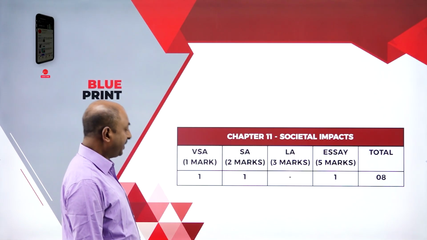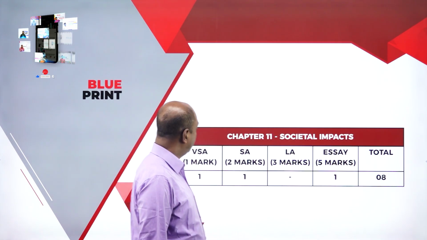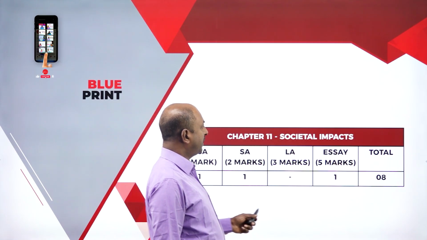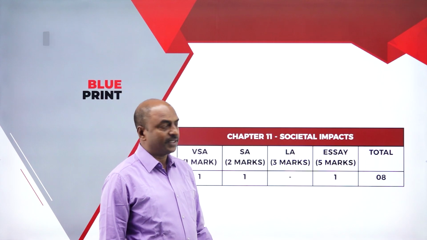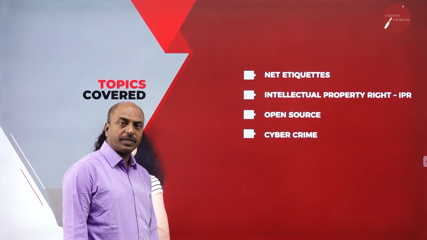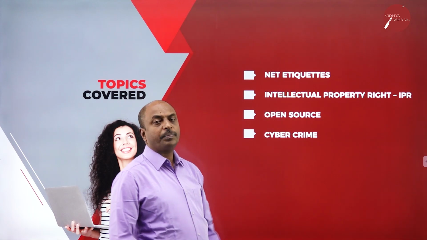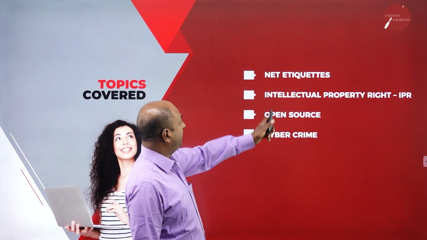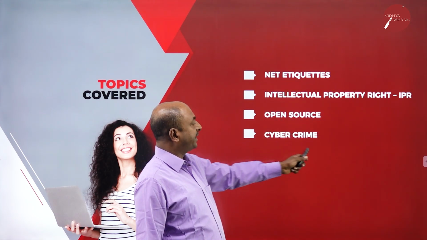Now let us see the weightage of the chapter. The weightage is total 8 marks, and here we have one MCQ, one 2 marks question and one 5 marks question. Total weightage is of 8 marks. In this session, we are going to learn the net etiquettes, means good practices while using internet or net, and intellectual property rights, open source and cybercrime.